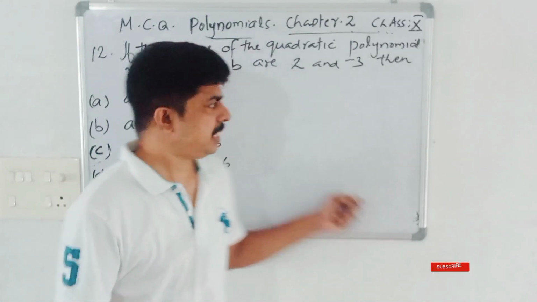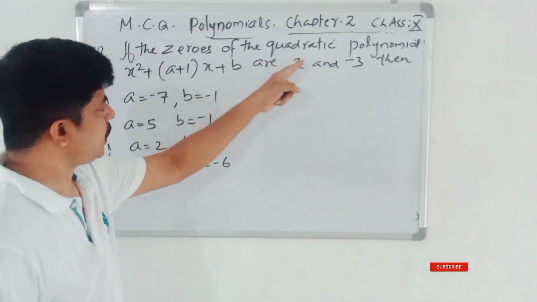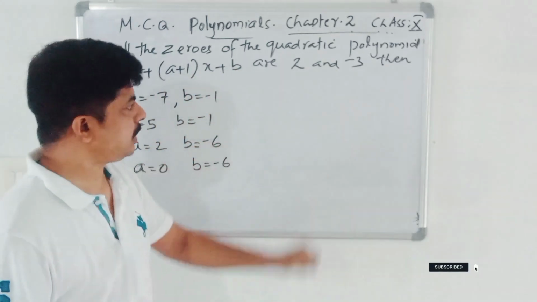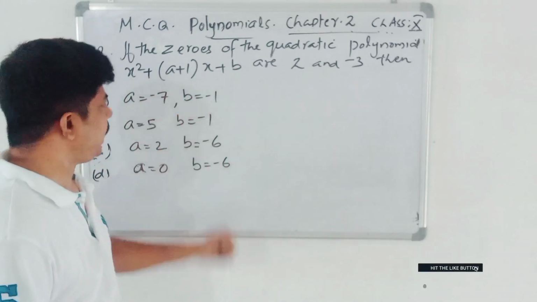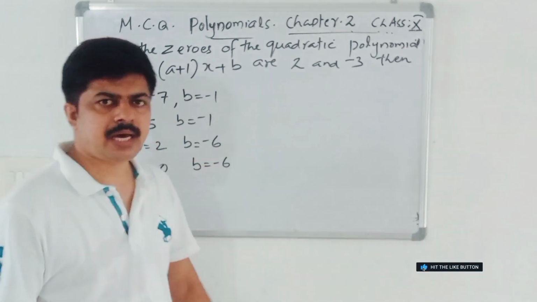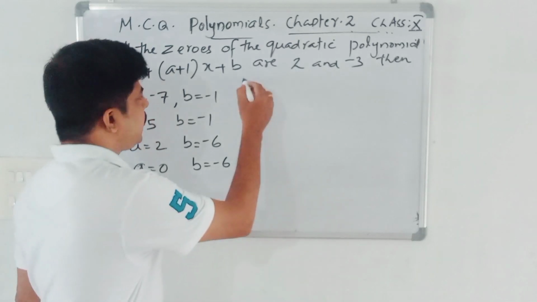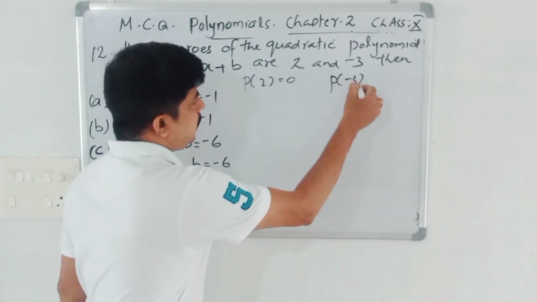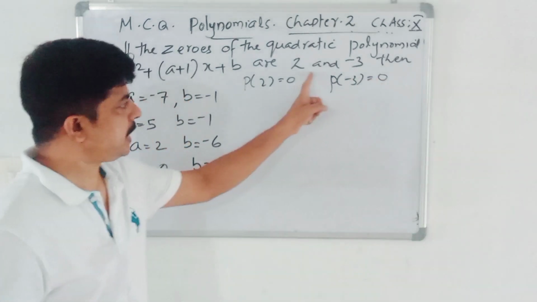We have our next question. If the zeros of the quadratic polynomial x² + (a + 1)x + b are 2 and −3, then find the values of a and b. We are given the two zeros. Since 2 and −3 are zeros of the polynomial, we know that p(2) = 0 and p(−3) = 0 because they are the zeros.